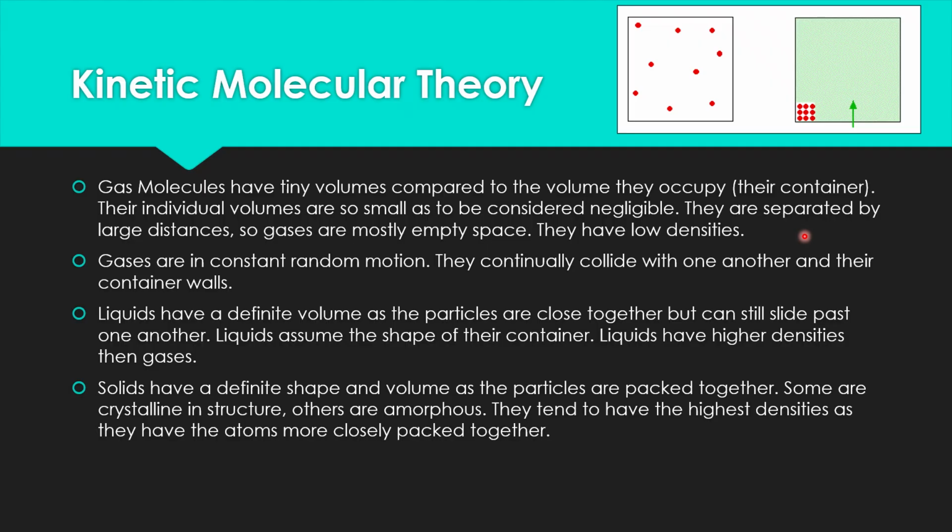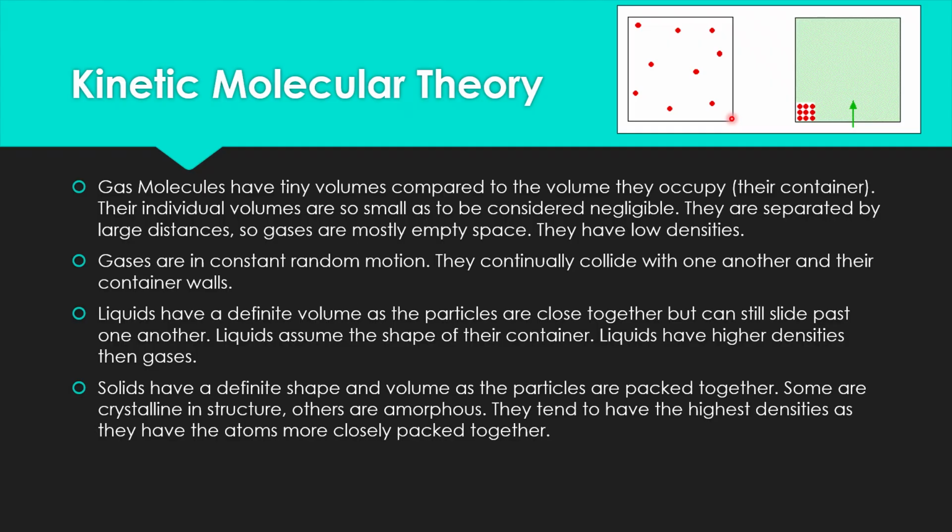Gases are all separated by large distances, so they're mostly made of empty space, and they have low density. What that allows gases to do is be compressible. So if we can take a gas and compress it into a smaller area, it makes it compressible. Gases are highly compressible, whereas solids and liquids aren't. Gases also are in constant random motion. So if we could really have a picture of a gas, all these particles will be moving around very fast. They continually collide with one another and their container walls.